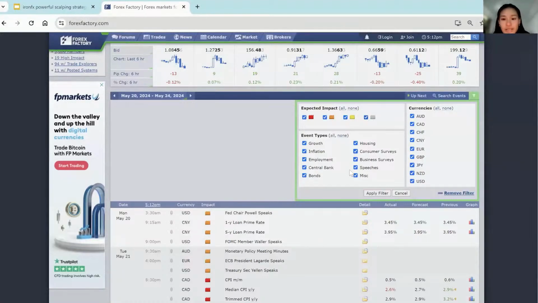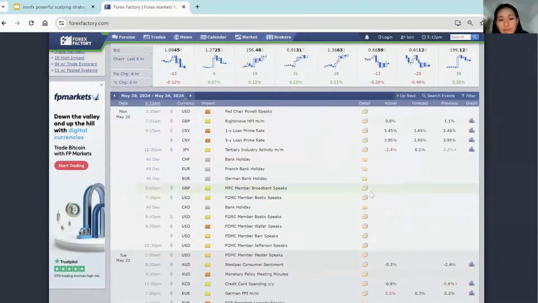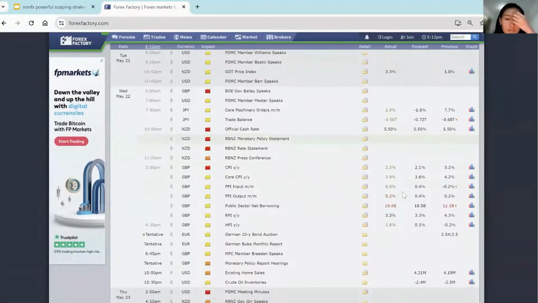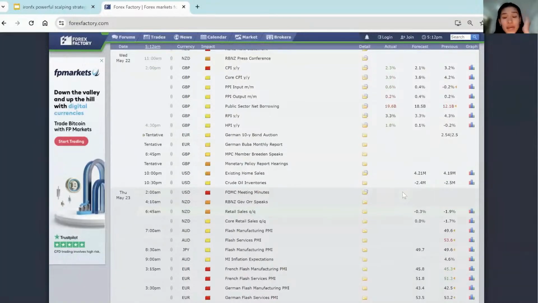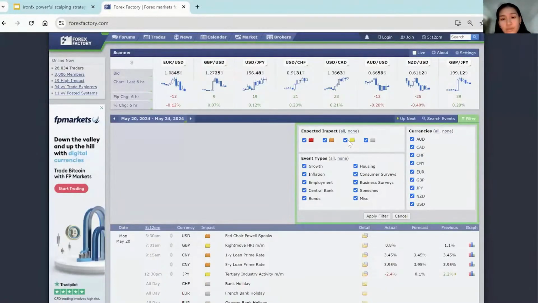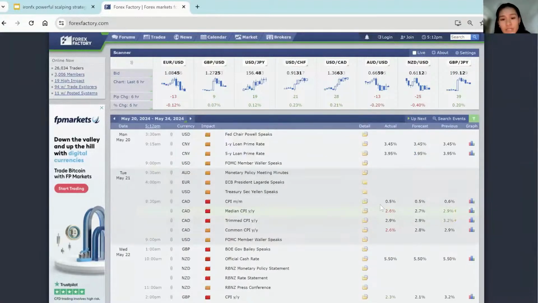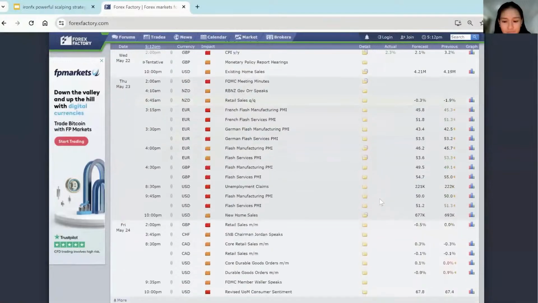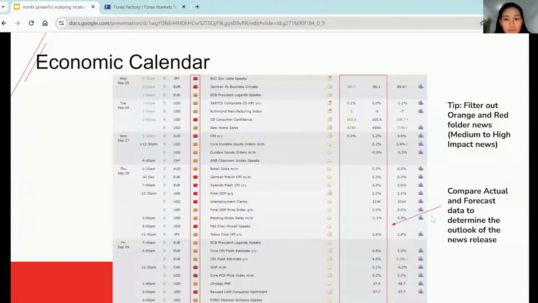You can also filter for the event types you are focusing on, as well as any currencies that you are trading. But when you apply the filter to look at all of the events for the week, it gets a little bit much to go through. That's the reason why we mainly focus on the medium to high impact events, since they have a greater, or more visible, impact on our charts. Okay, let's get back to my slides.